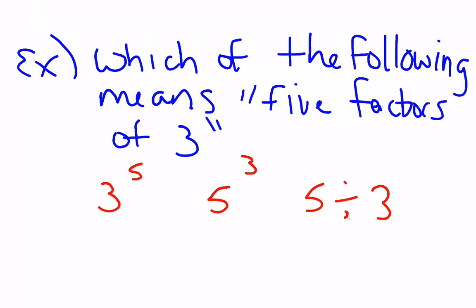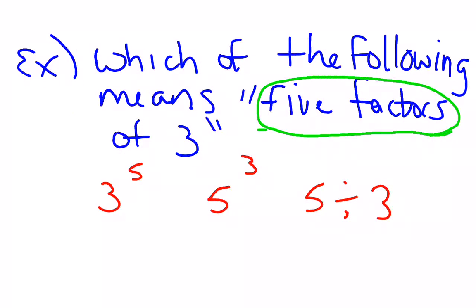Okay, so again, it's interpreting the words that are there to know what's going on. 5 factors of 3. And so 5 factors means we want it 5 times. It says of 3, so 3 is going to be our main component. So in this case, it would be 3 to the 5th power. 5 factors of 3 means we want 3 times itself 5 times.